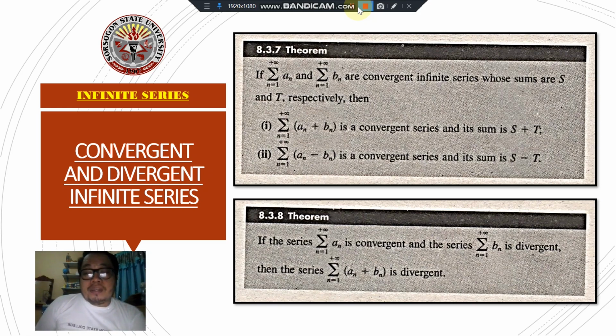It states that if the series, the summation of a sub n, where n equals 1 to positive infinity, is convergent, and the series, the summation of b sub n, where n equals 1 to positive infinity, is divergent, then the series, the summation of a sub n plus b sub n, where n equals 1 to positive infinity, is divergent. So here is the case in which we have the sum of a convergent and a divergent infinite series. So the result is a divergent infinite series.